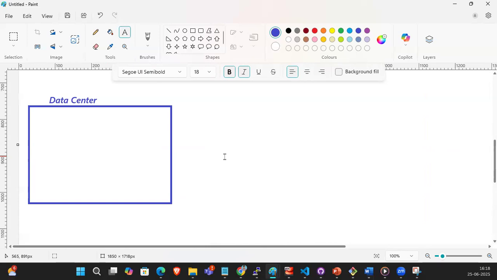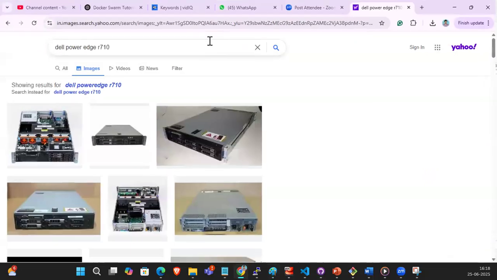So now your servers, whatever application you deployed on the server, that server will be kept in the data center, where they are providing the data center facilities. So which companies are providing data center facilities?